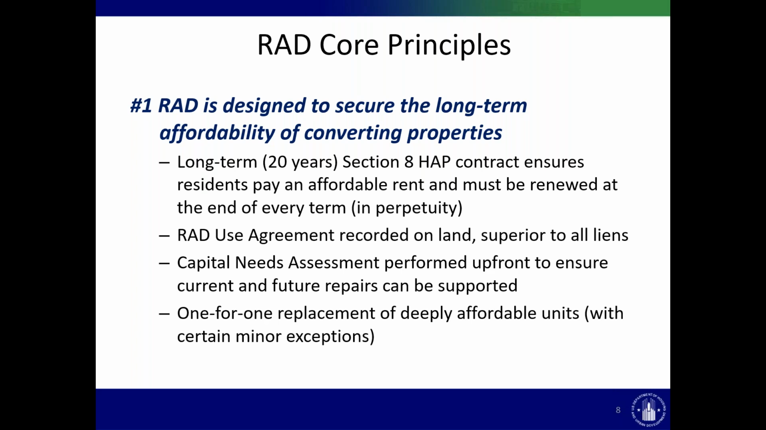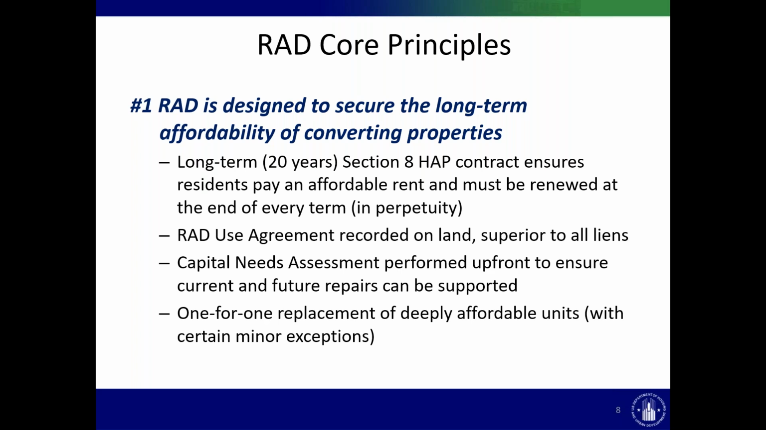To further secure HUD's position in the property, we require a RAD use agreement that's recorded on the land and that is superior to any other liens that are placed on the land. Before a property converts, we require that it undertake a capital needs assessment upfront to ensure that the owner, the PHA and owner, can address current and future repairs. And then finally, we require the one-for-one replacement of deeply affordable units.